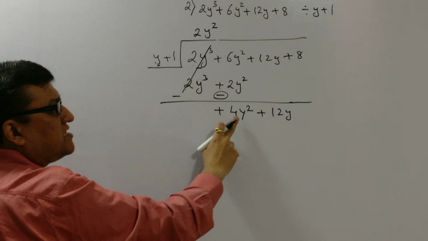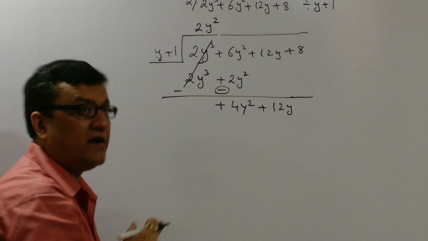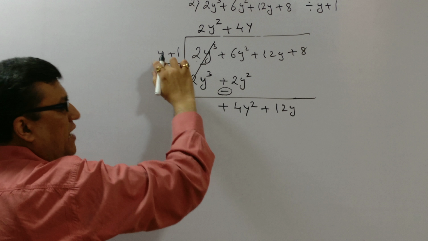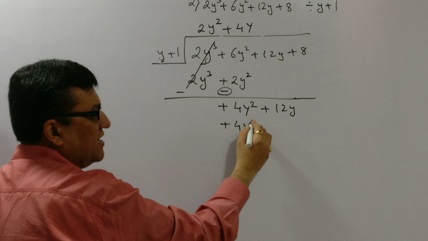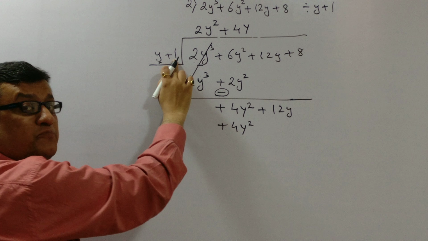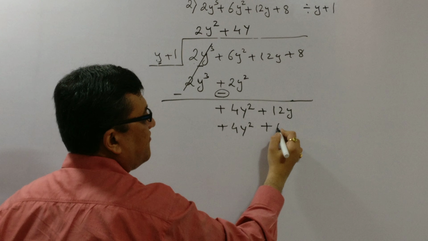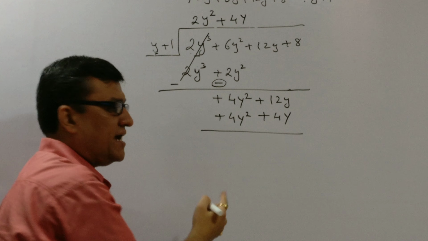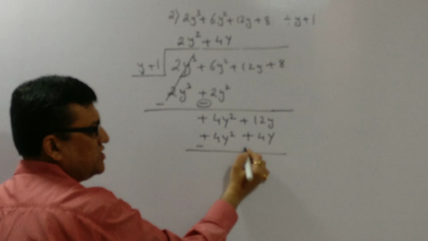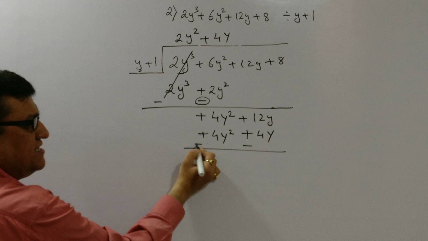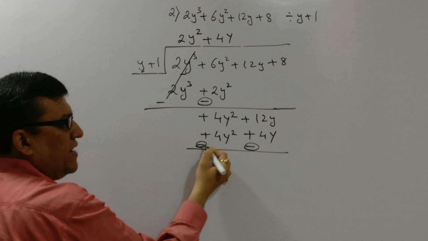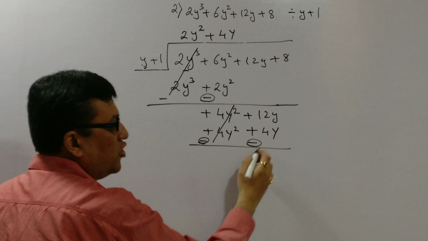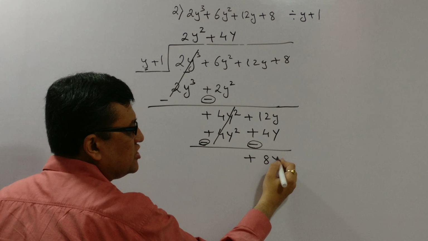Again, y into what will give me plus 4y square? The answer is plus 4y. Plus 4y into y is plus 4y square. Again, plus 4y into plus 1 is plus 4y. Since we go for subtraction, change the sign. Here it was plus, so we go for minus. Taking the new signs into account, plus 4y square minus 4y square gets cancelled off. Plus 12y minus 4y eventually gets me plus 8y.